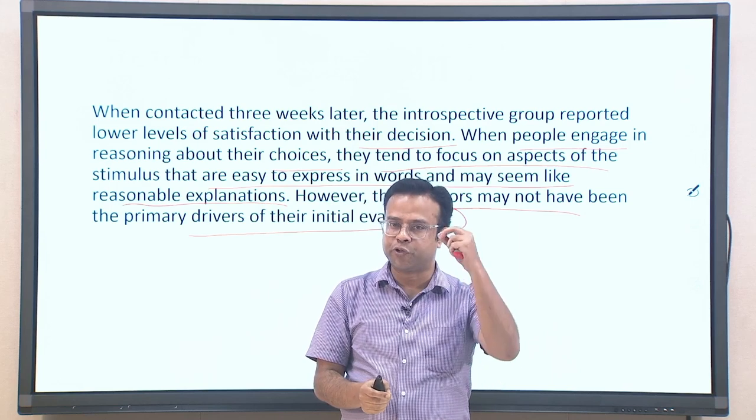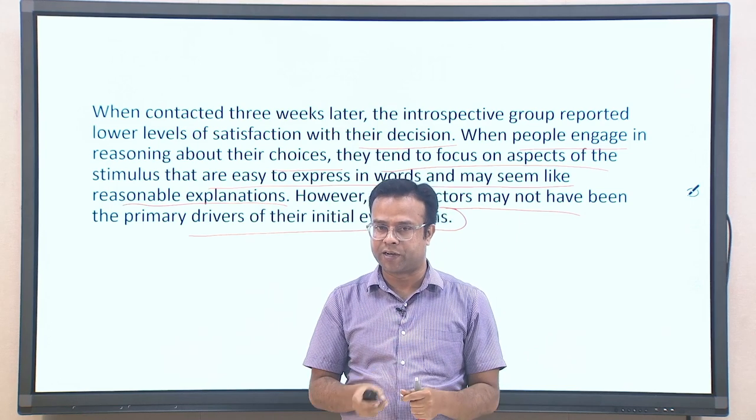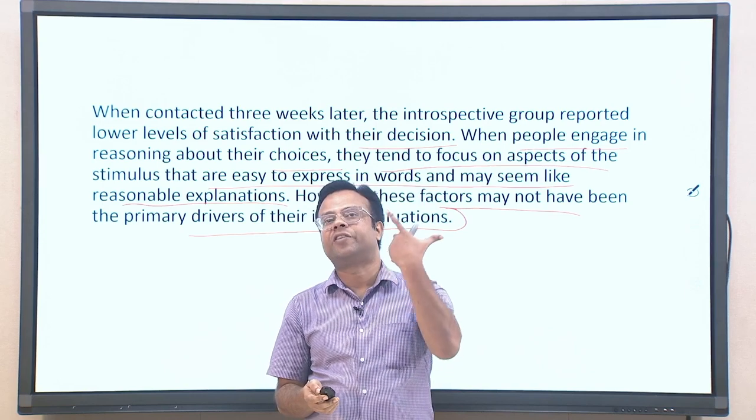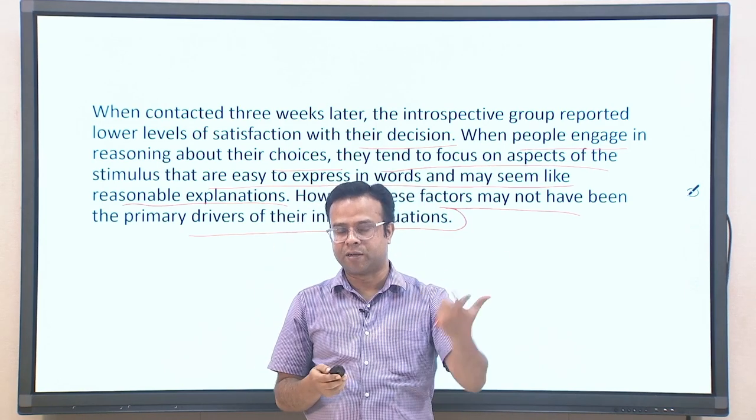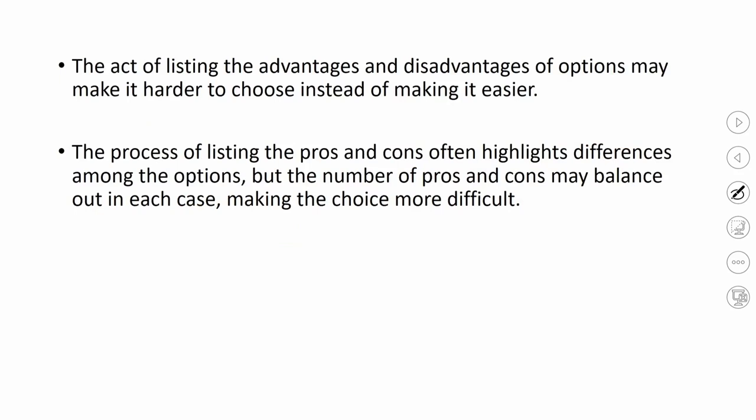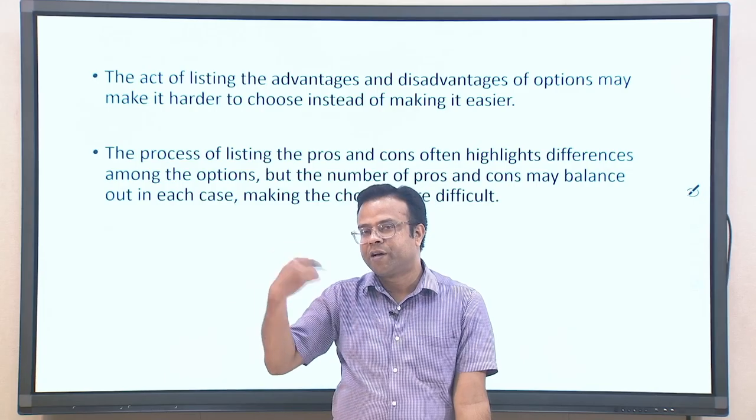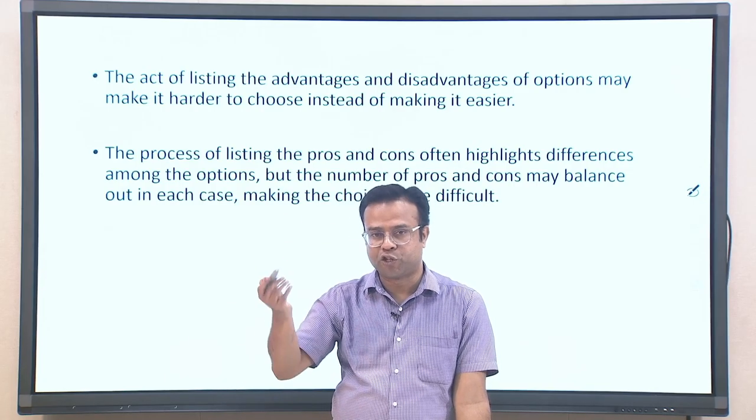Only the observable, which can be expressed, some of the aspects you can only look at, which may not be the initial driver of your choice, what you like or dislike about something. So, this act of listing the advantages and disadvantages of options may make it harder to choose sometimes. It is not that we should not do this pros and cons analysis, but in many situations when you do pros and cons analysis too much, it makes it more difficult to make choices, because you have pros also, you have cons also, how do you decide? Sometimes the decision becomes difficult for such kind of too much analysis.